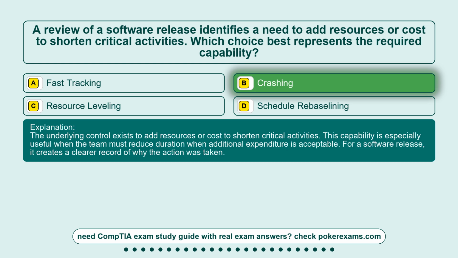The underlying control exists to add resources or cost to shorten critical activities. This capability is especially useful when the team must reduce duration when additional expenditure is acceptable. For a software release, it creates a clearer record of why the action was taken.